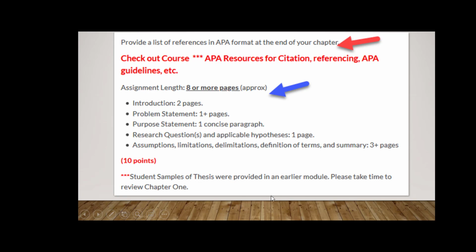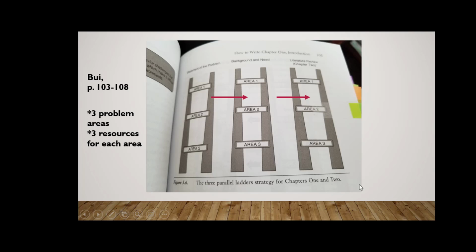So again, do look at the student samples of theses. It's in an earlier model, and take time to review what BUI says about chapter 1. Now he lays it out, and this is the old text, so the page numbers might not line up with yours, but you're going to develop 3 problem areas. And remember I said try to get 8 or 9 resources.